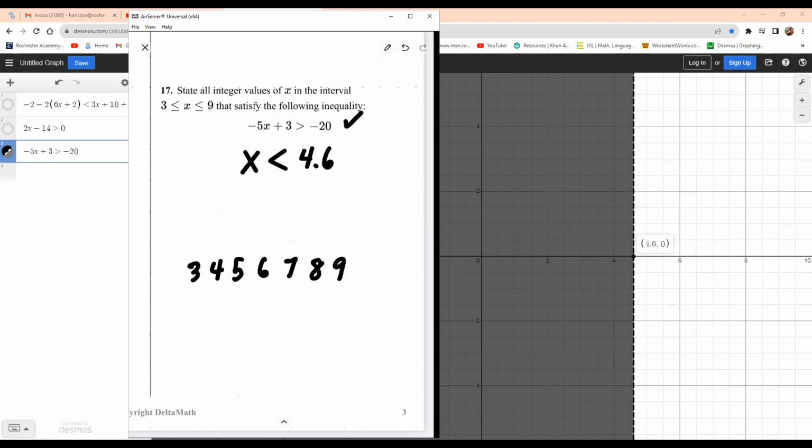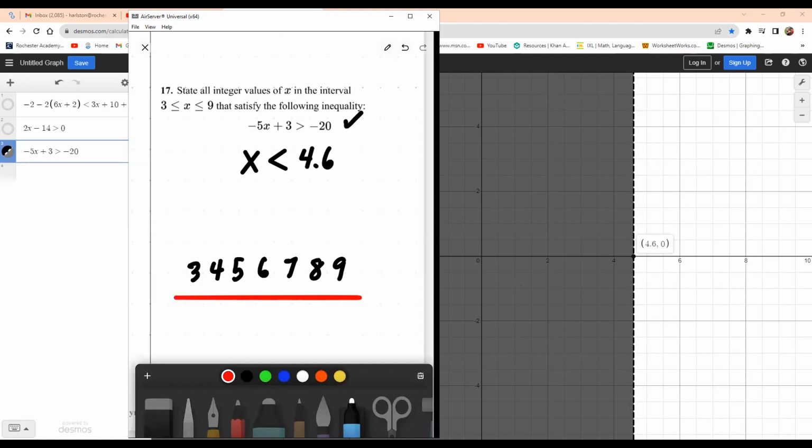So all we would do is go to these numbers and see which of those numbers are less than 4.6. Is 9 less than 4.6? No. Is 8 less than 4.6? No. Is 7? No. Is 6? No. Is 5? No. Is 4 less than 4.6? Yes. Is 3 less than 4.6? Yes. So those are our two answers. So you would say x equals 3 and x equals 4. Those are the only two integers in that interval that satisfy this inequality.